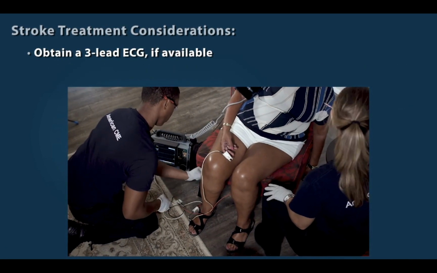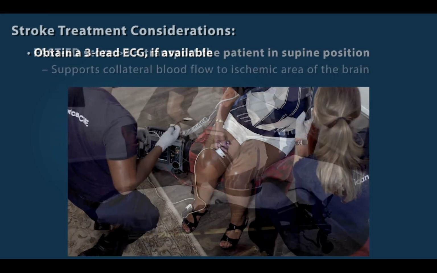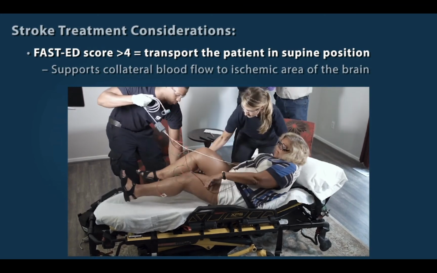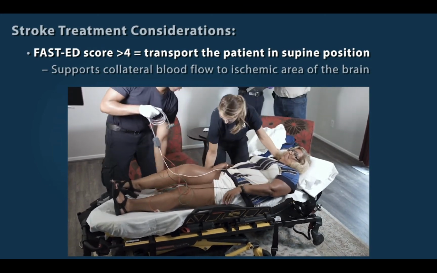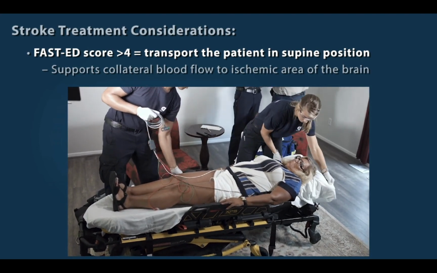If available, obtain a 3-lead EKG for initial rhythm interpretation. If your assessment reveals a high probability of LVO stroke, lay the patient supine and support collateral blood flow to the ischemic area of the brain.